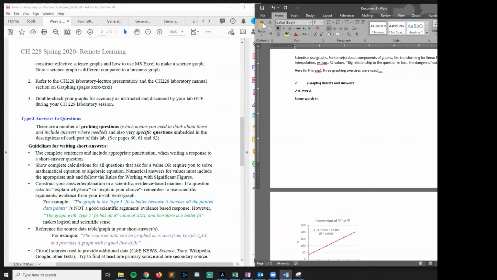transitioning into this section. Okay, it's hard to talk and type at the same time. Transitioning into this section by giving a brief sentence or two of the experiment.